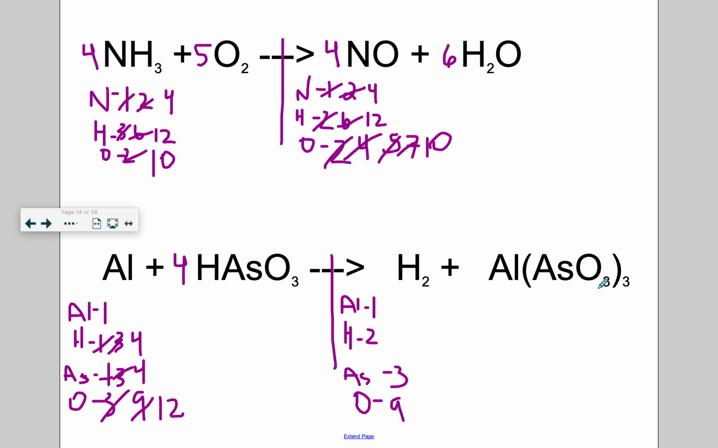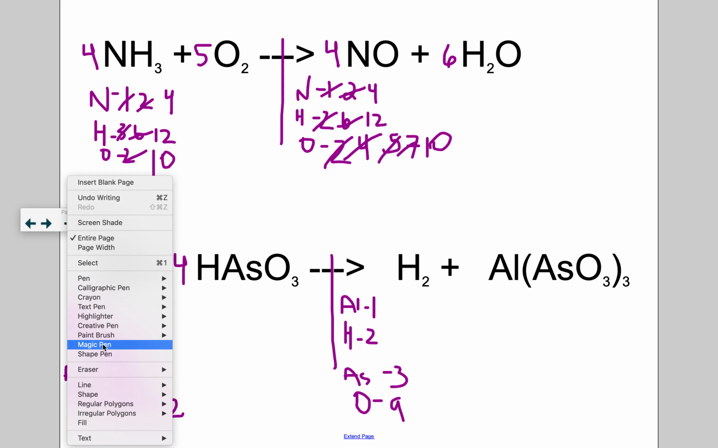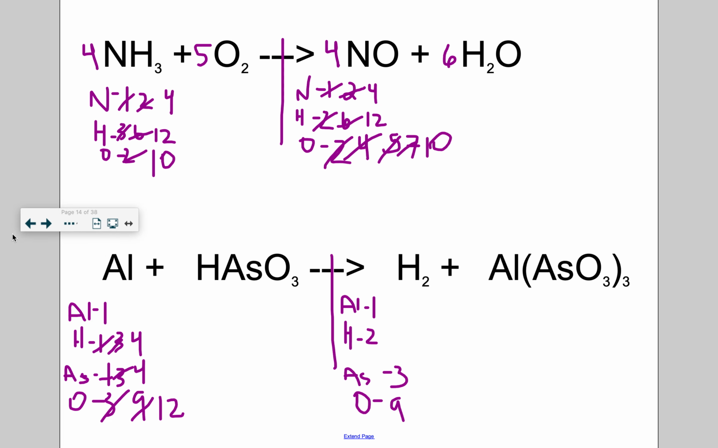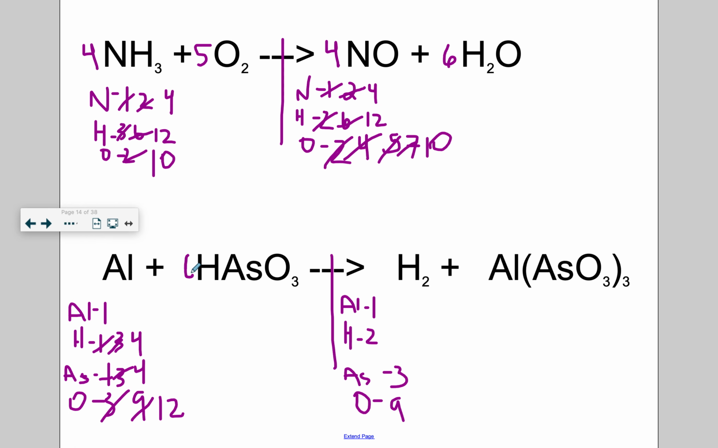3 times 3 is 9. That was a bad number. Well, let's see. Let's try 6, because I feel like 6s and 3s kind of go together. Sometimes when you do these, you just have to try weird numbers. So now I have 6 ASs. 6 times 3 is 18. I know, crazy, right?